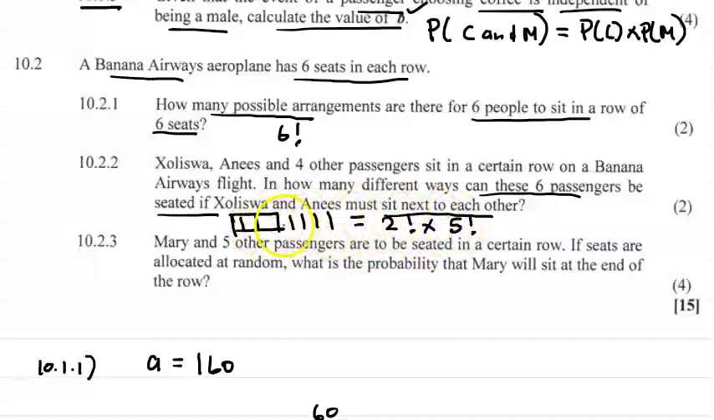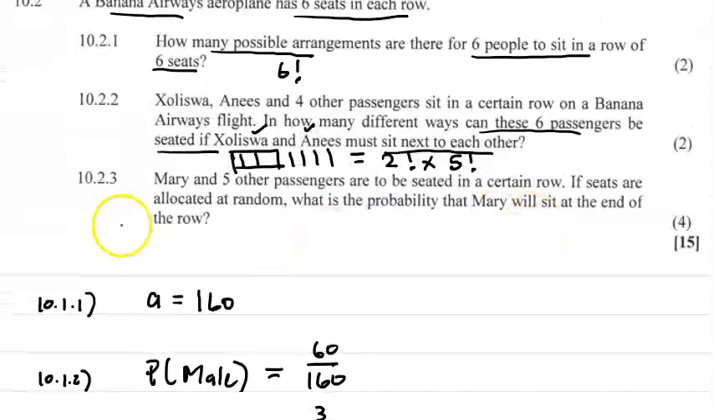So we group the items that have to remain together. Koliswa and Anis must remain together, and they will remain as one group. With the 4 other passengers, remember, they can be arranged in 5 factorial different ways.